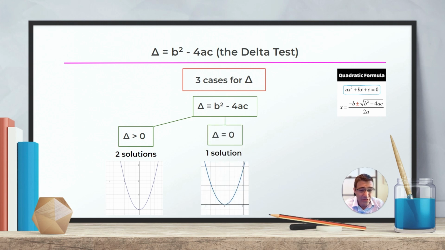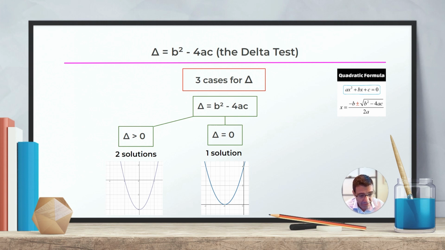If the delta value is equal to 0, we're going to have just one solution. And I'd like you to refer to that formula just above my head here. You'll have minus b plus or minus the square root of 0 divided by 2a. Now the square root of 0 is 0. So you're just going to end up with minus b divided by 2a because the square root of 0 is just going to go away. And that'll just be one solution, negative b over 2a. So this is really important. Whenever you have delta equals 0, you have one solution.